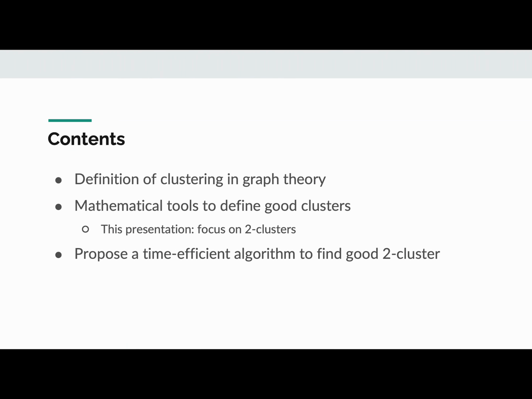Today we're talking about spectral clustering of connected graphs. We will first go over the definition of clustering in a graph theory context. We will then use mathematical tools to define what are good clusters. For the scope of this presentation, we only consider two clusters. That means we are partitioning our graph into two parts. Then we will propose a time-efficient algorithm that will help us to find the best two clusters in any connected graph.